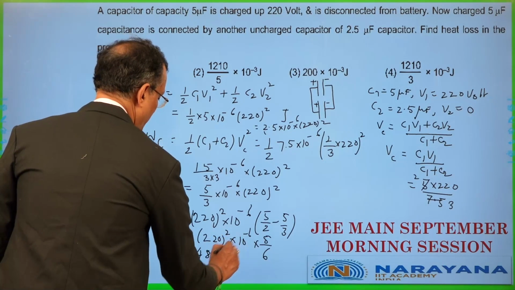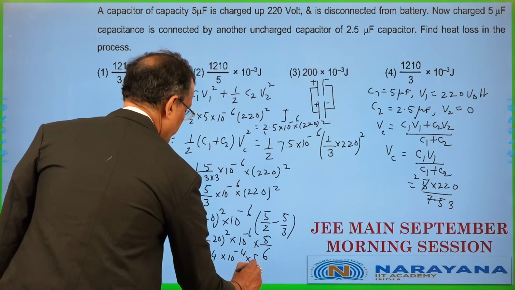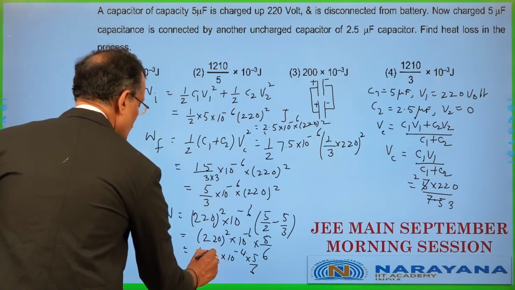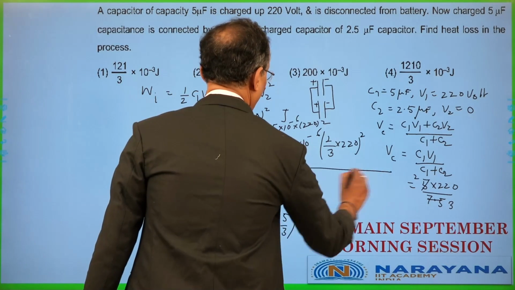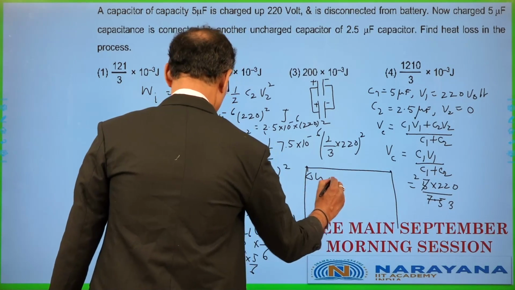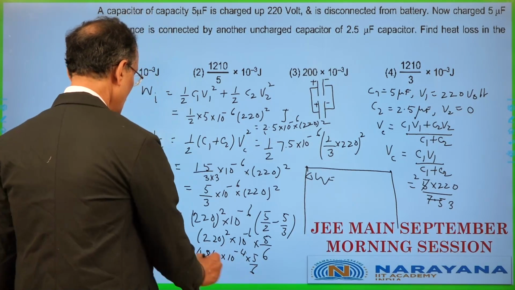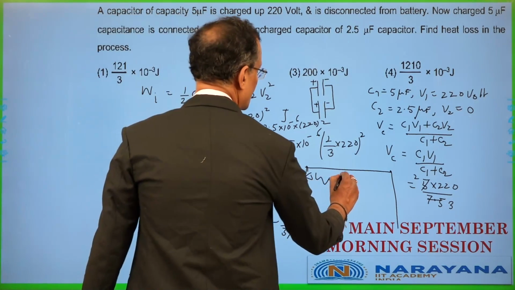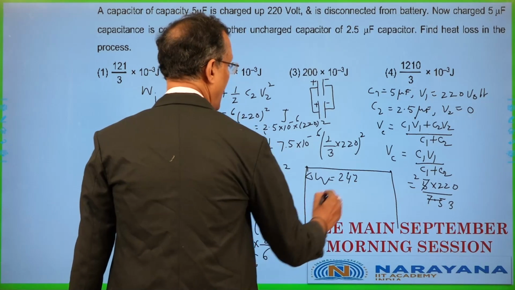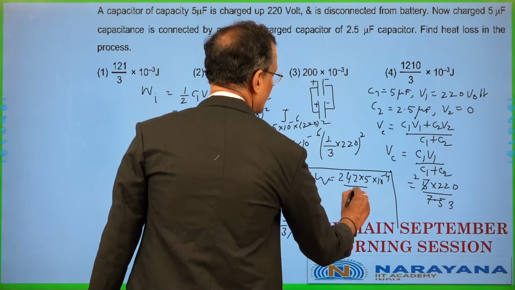484, 10 to the power 2, 10 to the power minus 4, 5 by 6. Okay, if you will divide by 2, let me write here, loss of energy now. This will be equal to, because answer 3 here, 2 you will be getting 242. 242 into 5, 10 to the power minus 4 by 3.